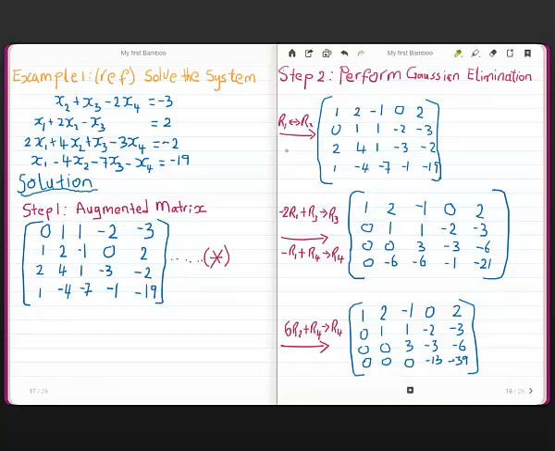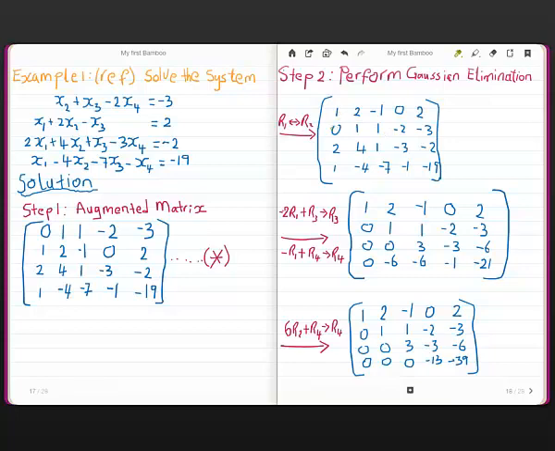In step 2, we perform Gaussian elimination. We want a row leading 1 in the first row. Now we do not have a row leading 1. We have a 0 at this position. So we interchange rows 1 and 2 to have a row leading 1. So our row 2 becomes the new row 1, and row 1 becomes the new row 2. Now we have a row leading 1.